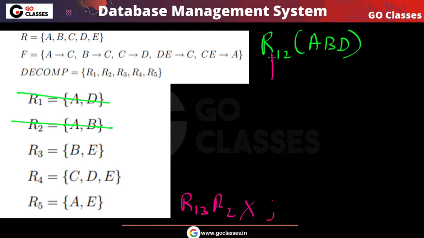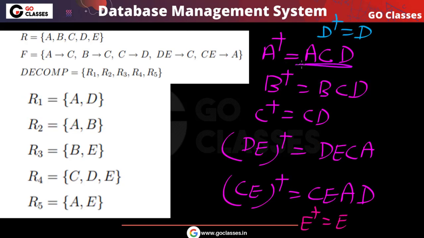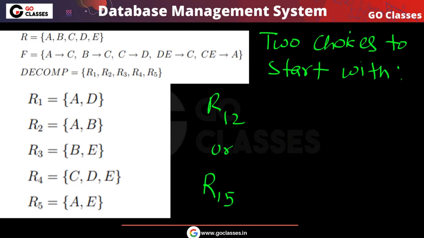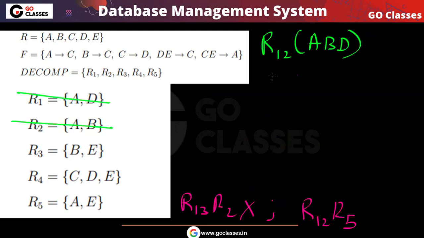Before checking R12 with R4, let me check, can I combine this R12 with R5? The common set of attribute is A, and you can notice A cannot determine ABD, A cannot determine AE, because we already know A can determine only ACD. So A is not a super key. This common attribute A is not a super key in R12, and it is not a super key in R5. So we cannot combine this.